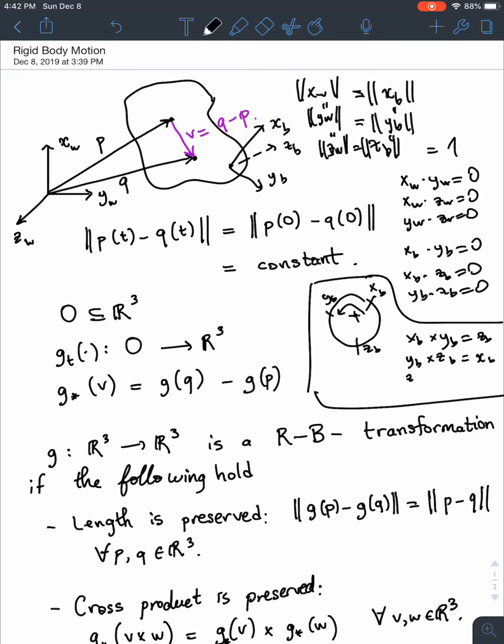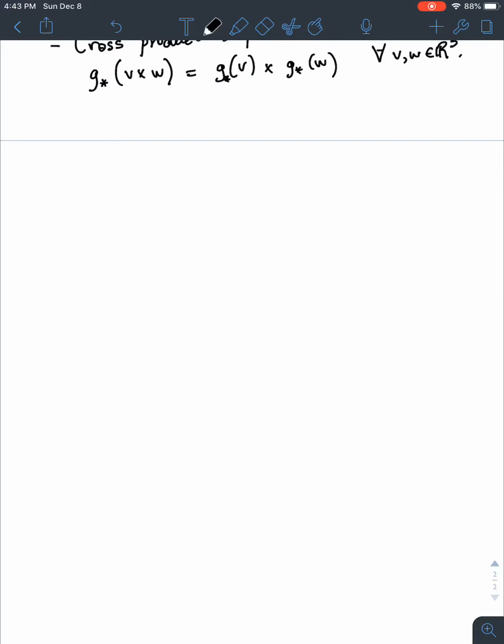Similarly, zb cross xb equals positive yb. But notice, if I went the other way, in the clockwise direction, and did, for example, xb cross zb, I would get minus yb. We can also, of course, deduce this by using the anti-symmetry property of the cross product, right?